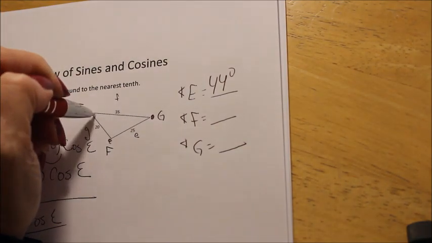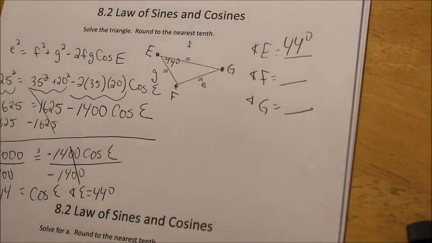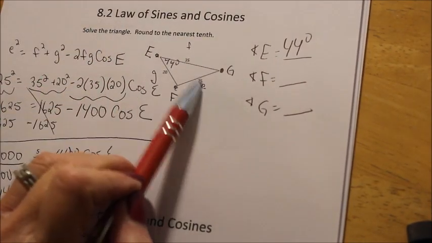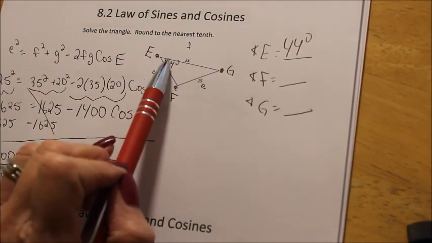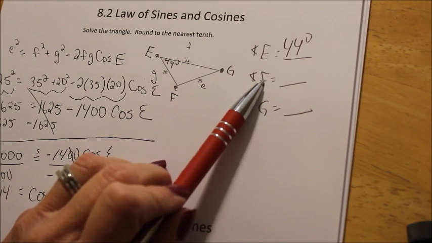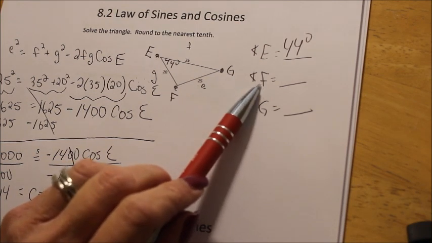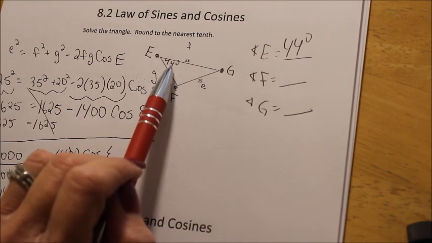Now, here's the beautiful thing. Once you have one of the angle measures, when you have a side-side-side situation, you can now go to the law of sines. If you think the law of sines is easier than this, then go back to the sines. You just need to get one angle using the cosines.